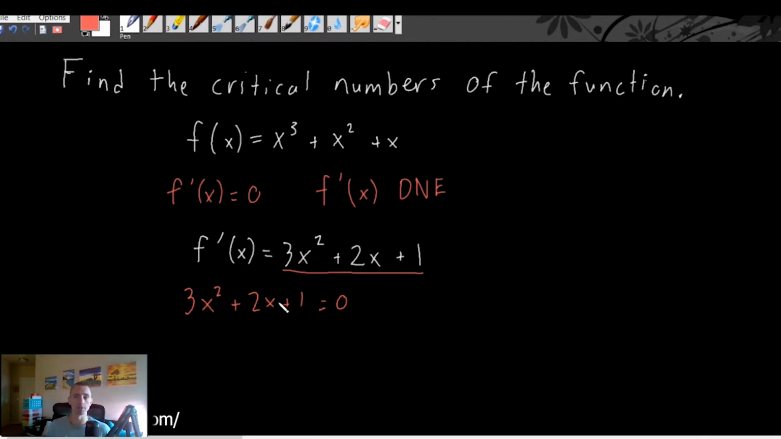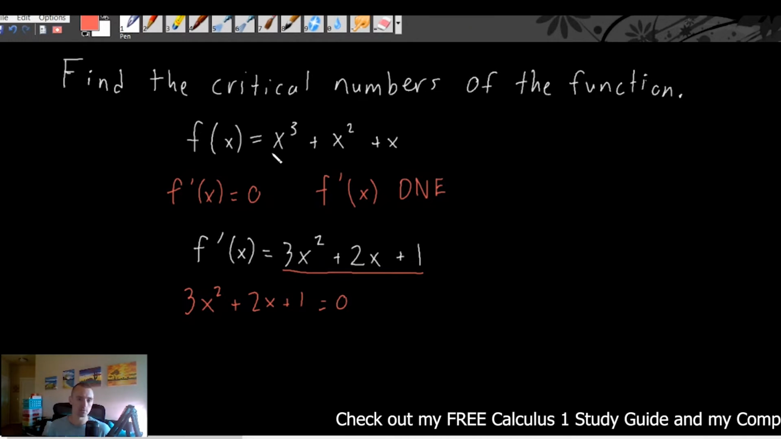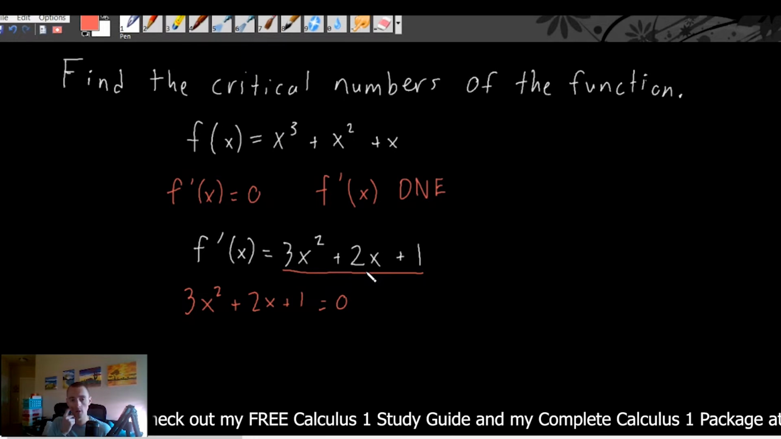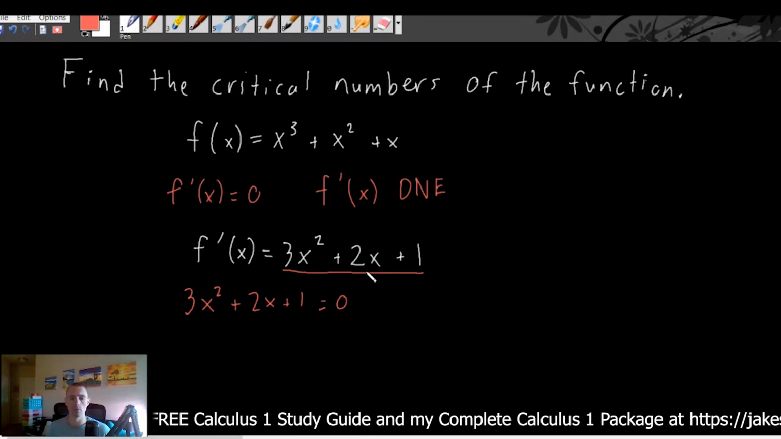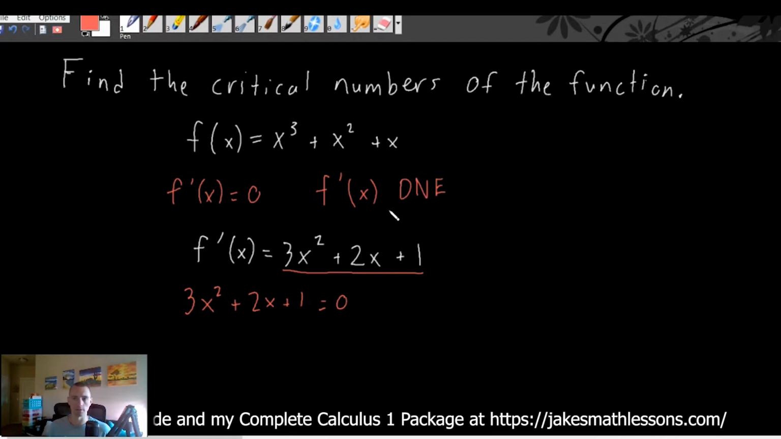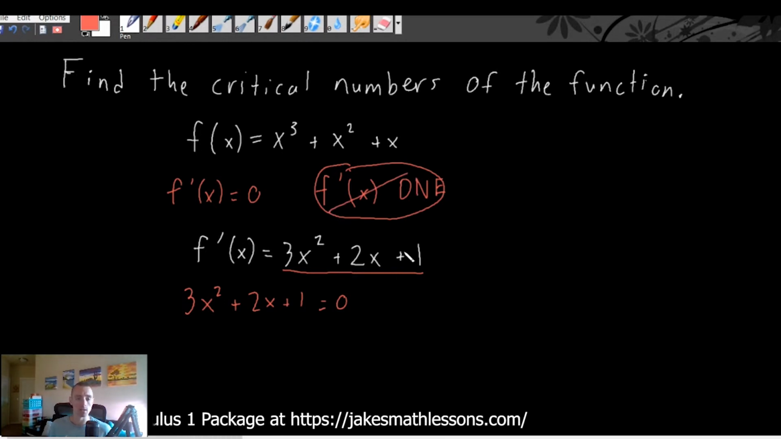Well, let's think about what this function is. This is a polynomial, right? 3x squared plus 2x plus 1 is an example of a polynomial function. Polynomials exist for all x values. They're continuous for all x values. Their derivative exists for all x values. This right here was a polynomial. The derivative of a polynomial is just going to be another polynomial. So this derivative here, this f prime of x, there's not going to be any x values where it does not exist.